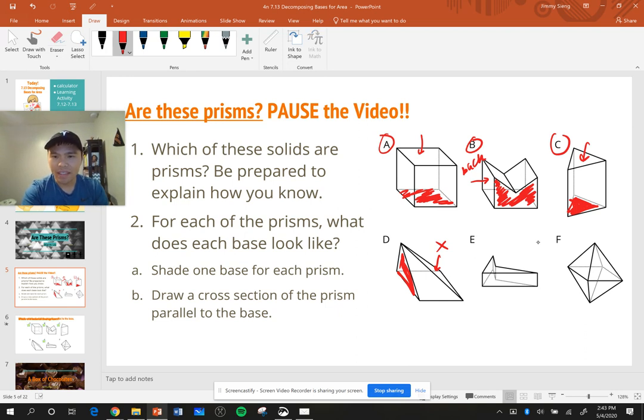But look at E. You have this part right here, and that's the same thing as its top, so that for sure is a prism. Last but not least, F. F has this middle point like that, right? But other than that, no other sides are similar, that go flat top to each other. So therefore, D and F are no, and A, B, C, and E are yes.